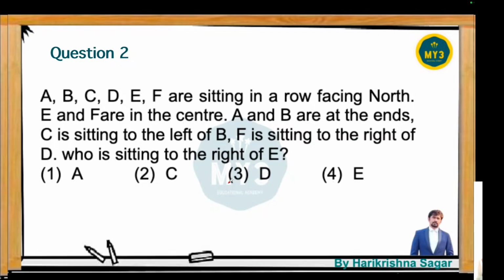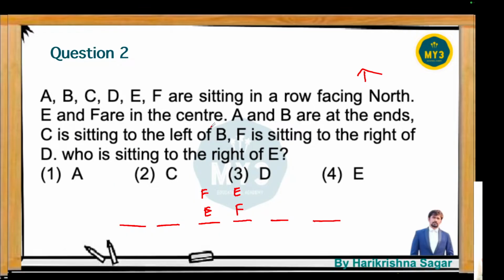So second example. If A, B, C, D, E, F, how many persons? 6 persons, 1, 2, 3, 4, 5, 6 are facing towards north. So E and F are at the center. So it can be EF or it can be FE. You can use two diagrams, rough diagram also. And you are able to see A and B are at the ends.